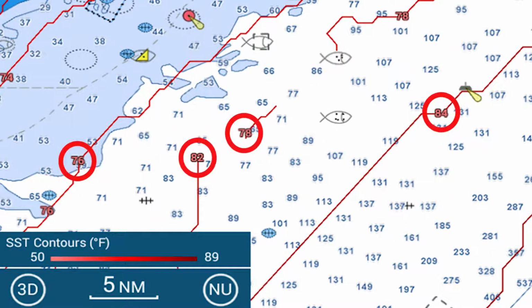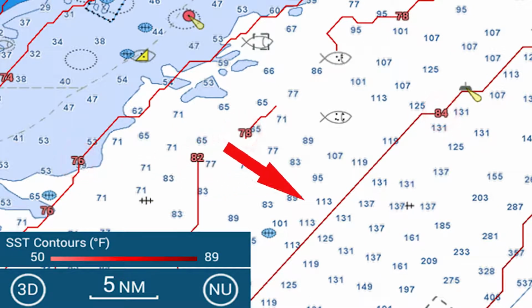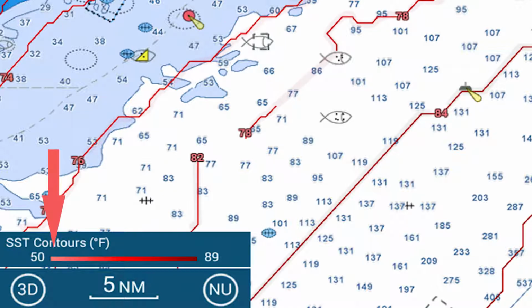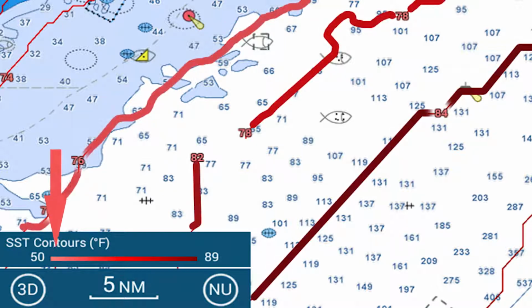The number shown on the contour line is the temperature along that line. A new line represents where the temperature has changed by 2 degrees or more. If you look at the legend, you'll also notice that the areas with the cooler temperatures are shaded in light red, and the areas with the warmer temperatures are a darker red.